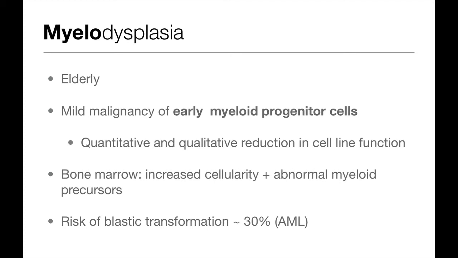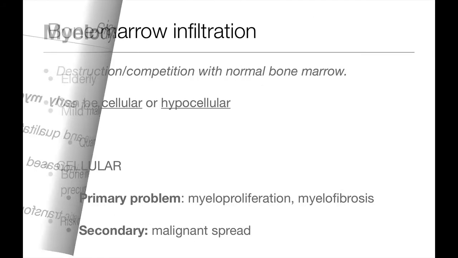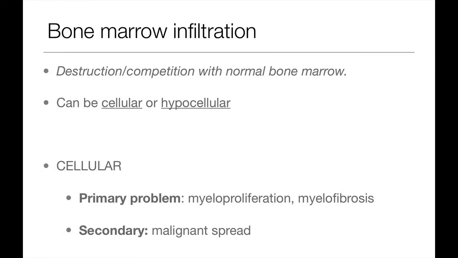In the bone marrow, if you were to do a bone marrow biopsy, there'd be increased cellularity and abnormal myeloid precursors. And the problem with this condition is there's a risk of blastic transformation in about 30% to acute myeloid leukemia, usually. More on this in the 3rd podcast, but it is worth bearing in mind for this group of conditions. More commonly, and this is basically the whole thing here, is bone marrow infiltration. So when you have destruction in the bone marrow, or when you have another cell line proliferating that competes with normal bone marrow, you can get this type of anemia.